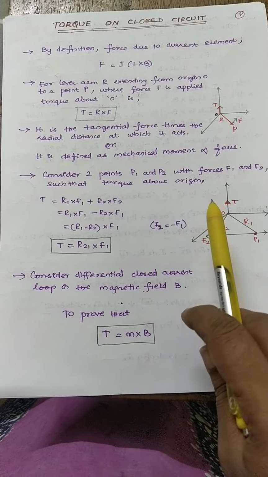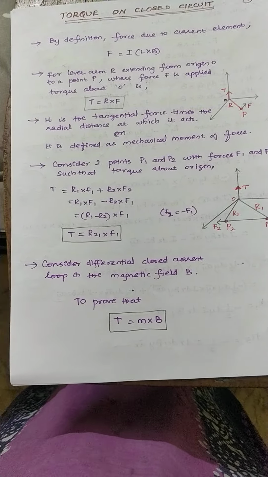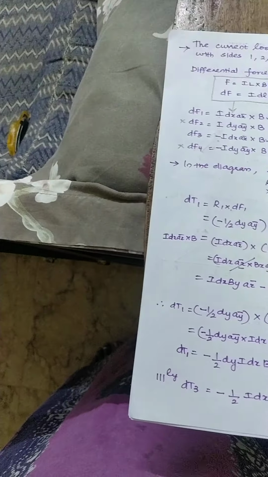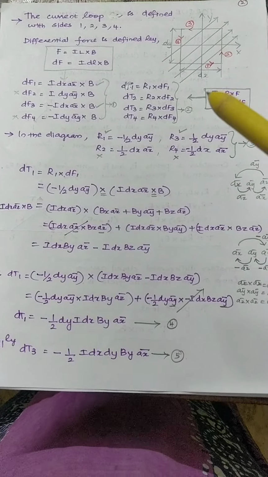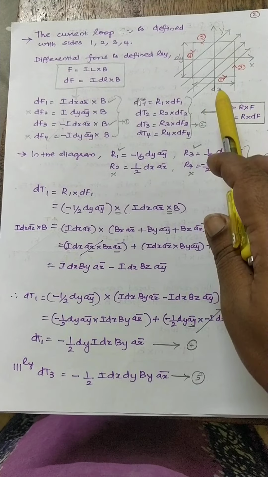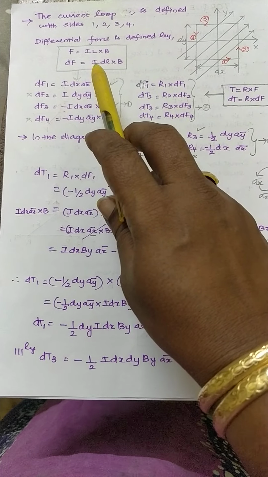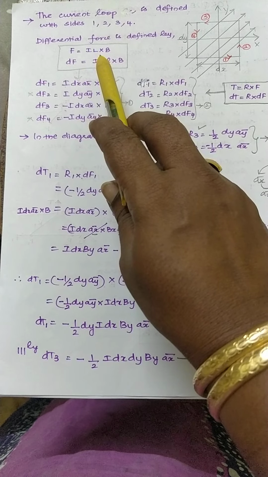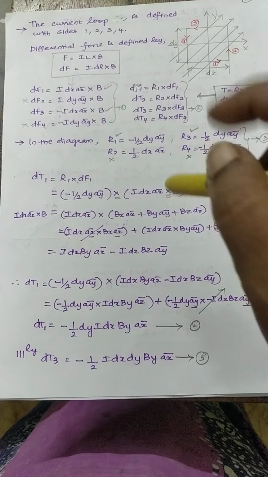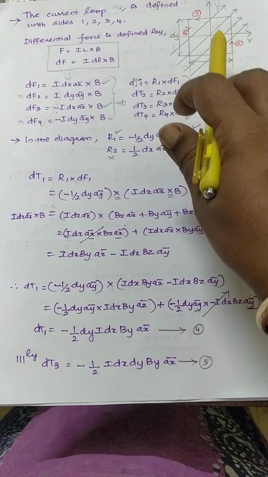Now let us consider a differential closed current loop in the magnetic field B to prove the torque condition T equals M cross B. This is the current loop, a closed loop, defined with sides 1, 2, 3 and 4. Now the differential force is defined by the force equation F equals I L cross B, modified as dF equals I dL cross B. This is one set of equations. From this we are going to derive the forces for sides 1, 2, 3, 4.